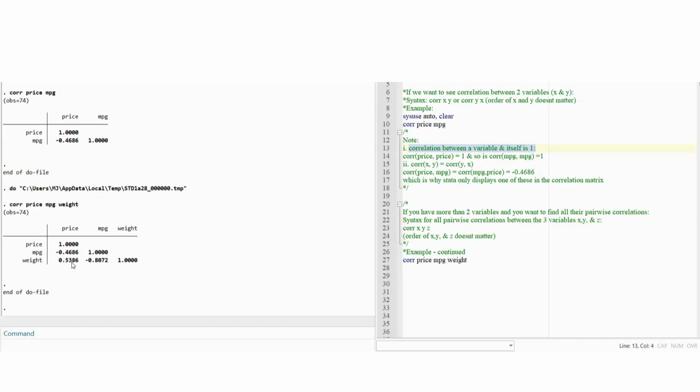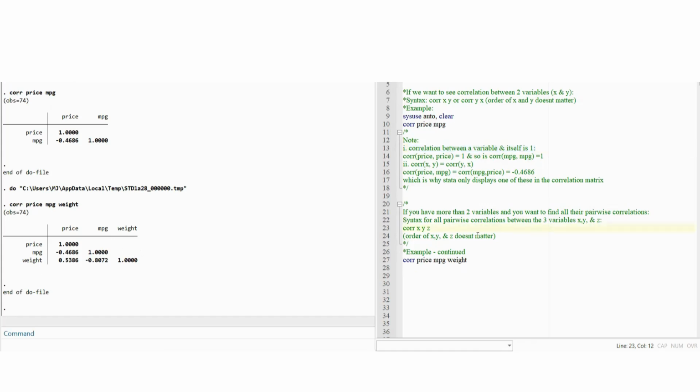Similarly, the correlation between weight and price is 0.5386, and because this would be the same as the correlation between price and weight, Stata is not displaying it. The correlation between weight and MPG is minus 0.8072, and because this would be the same as the correlation between MPG and weight, Stata is not displaying this either.